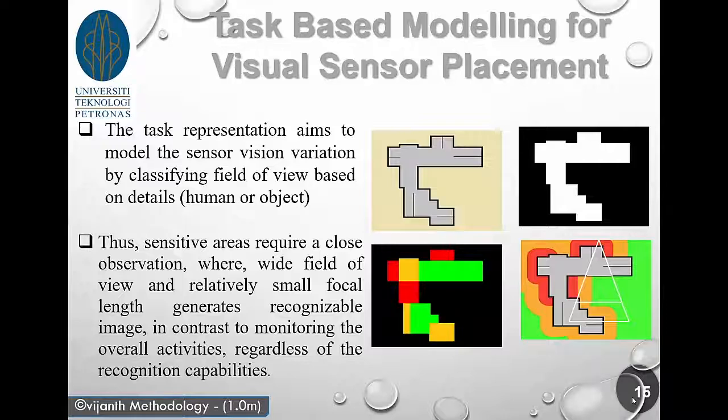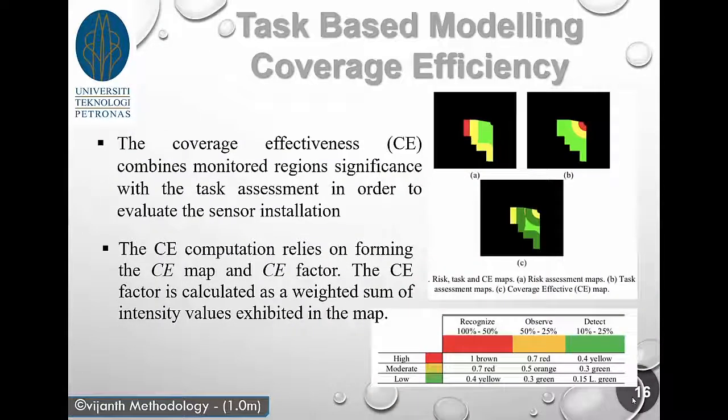For task representation, we aim to model sensor vision variation by classifying the field of view based on the details, here human or object. Thus, a sensitive area requires close observation, where the field of view and a relatively small focal length generate a recognizable image. In this case, there's a term called coverage effectiveness. There are three levels here. There's one metric where you have your so-called risk map on a static building. This is in your vision task map.